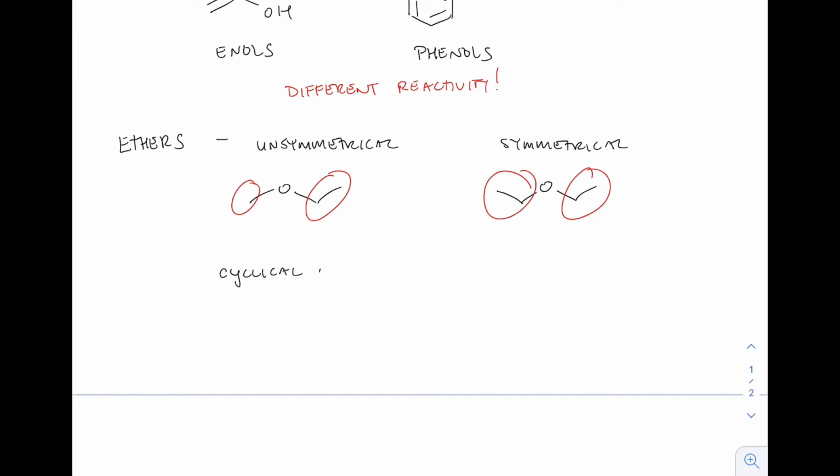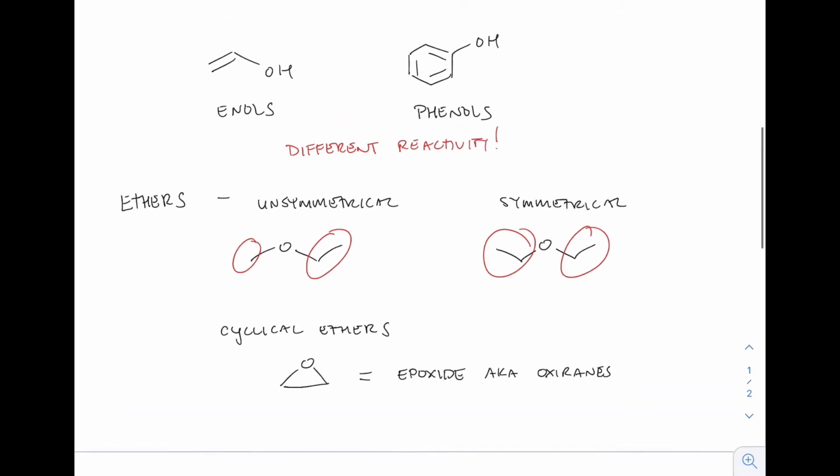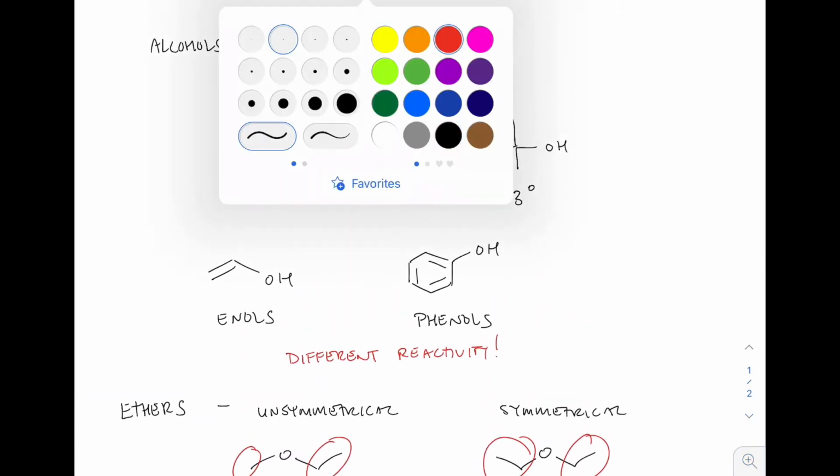Okay, so we can also have cyclic ethers, and those could be different ring sizes, but this one in particular is actually classified as an epoxide, or an oxirane.